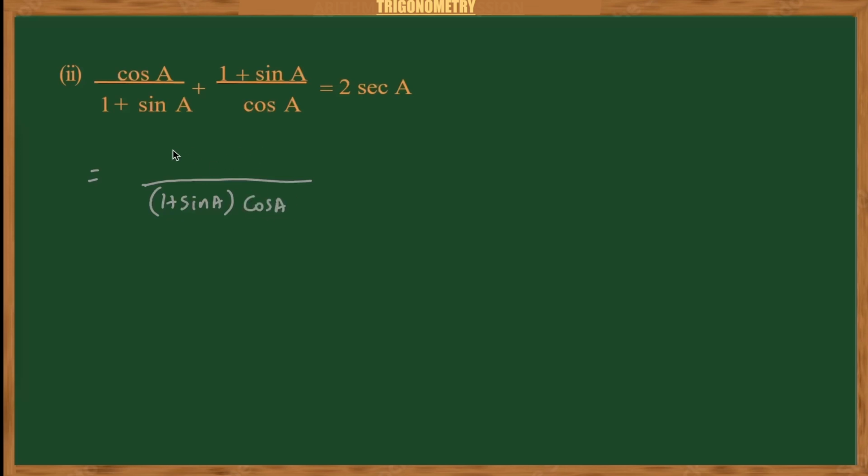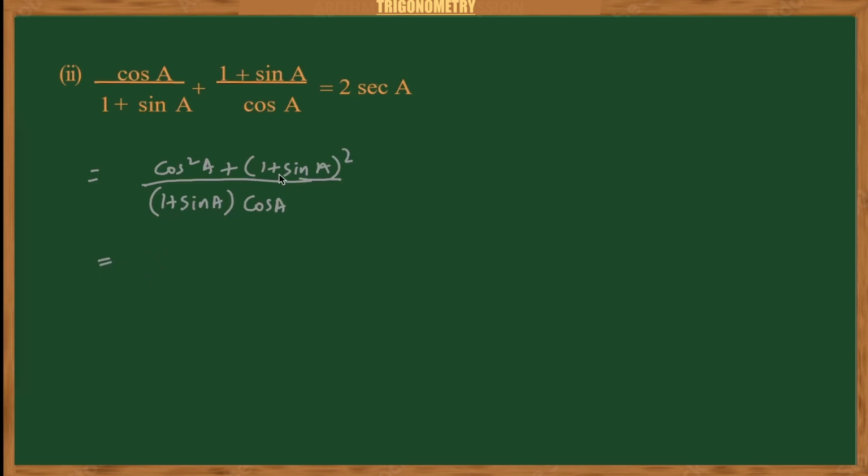So common here, cos A will be there. So it will multiply, cos A into cos A, cos square A, plus 1 plus sin A whole square. Be careful, it's not sin square, it is this entire term whole square. Let's put it in this format.